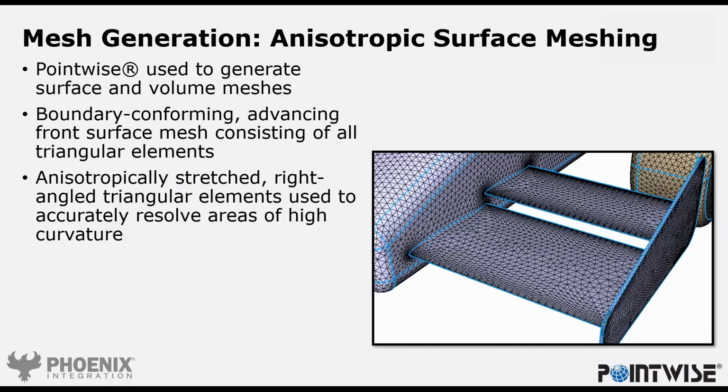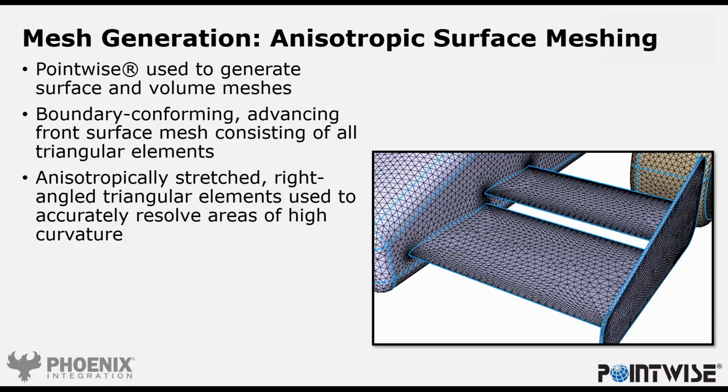I appreciate it. So to start with on the meshing side, we began with importing the geometry from CATIA and started with the surface mesh. And Pointwise was used to generate both the surface and the volume mesh, but the surface mesh serves as the basis for everything that we did from there on, the volume meshing, the parametric mapping, which we'll talk about in just a minute.